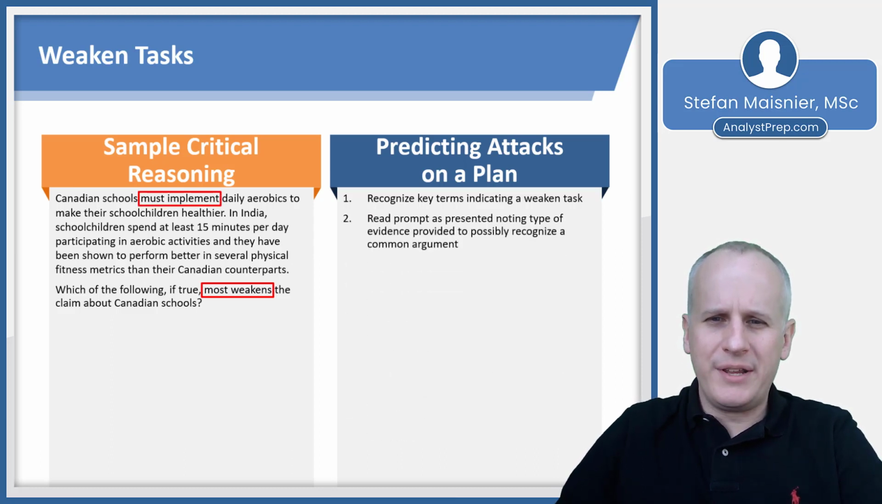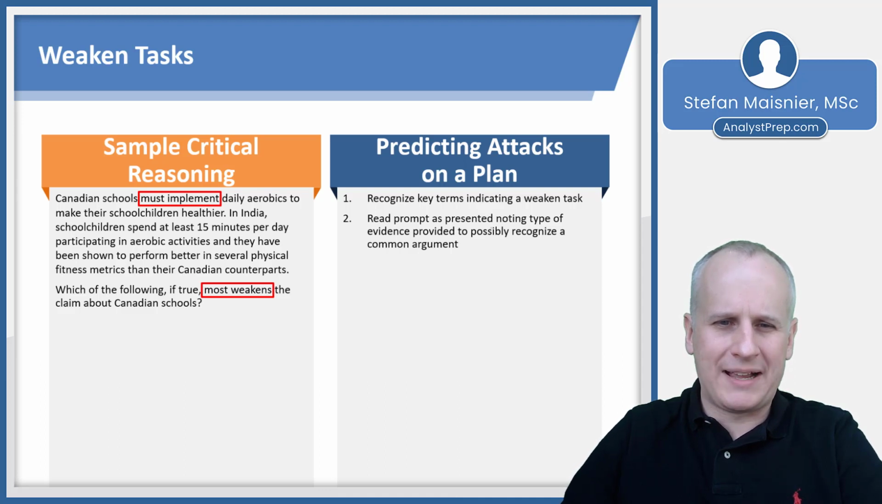So then we want to read the prompt as presented, noting the type of evidence provided to possibly recognize a common argument. We see "must implement." That indicates that there's some sort of plan being recommended. So let's read the paragraph. Canadian schools must implement daily aerobics to make their school children healthier. In India, school children spend at least 15 minutes per day participating in aerobic activities, and they have been shown to perform better in several physical fitness metrics than their Canadian counterparts. Okay, so we've got a reason to implement the plan, some sort of evidence.